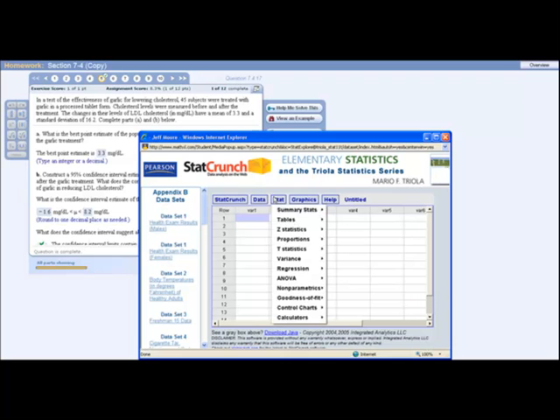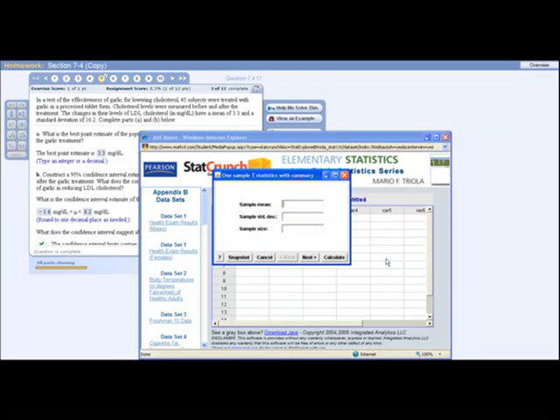We're going to hit Stat, T statistics because the population standard deviation is not known. One sample with summary because we're told the mean, the standard deviation, and the sample size. So the sample mean is 3.3. The sample standard deviation is 16.2. And the sample size is 45.